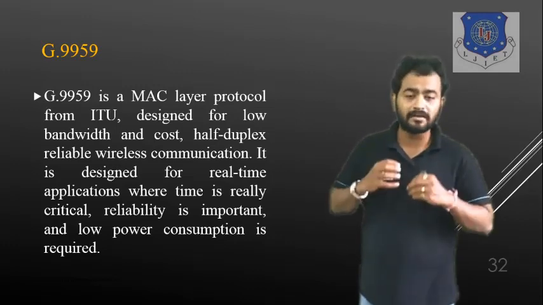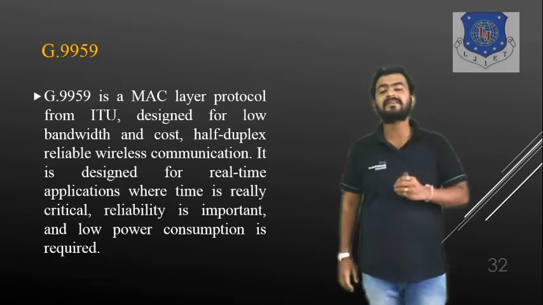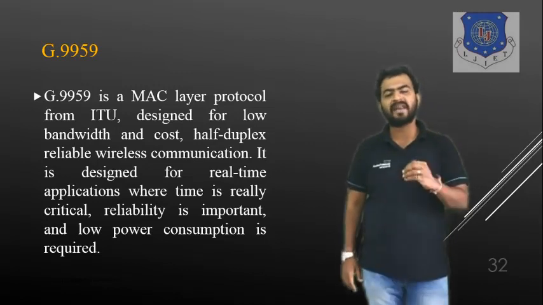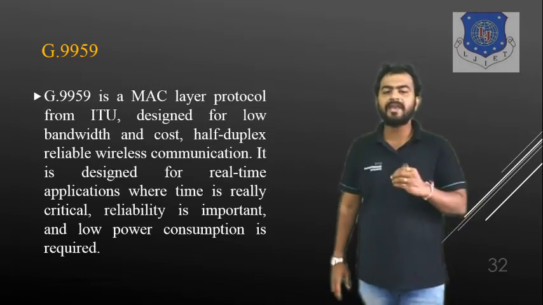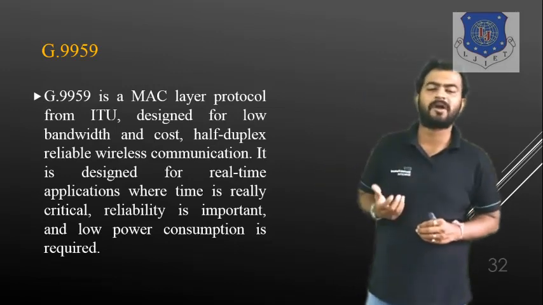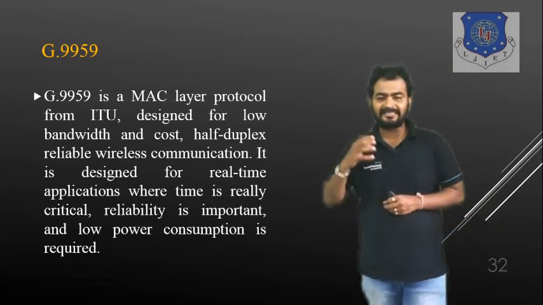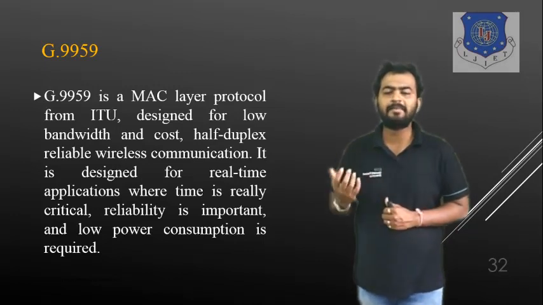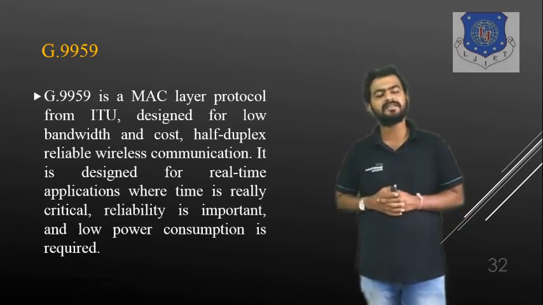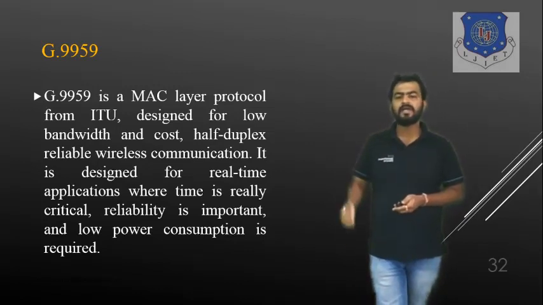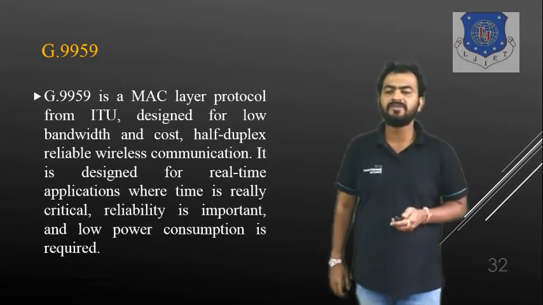If you want to work in a real-time system and time is the main constraint, then definitely you have to go with G.9959, because this protocol plays an important role when you are dealing with a time-crucial application and when time is the highest priority. This is for data or information where time is really critical, reliability is important, and low power consumption is required. So when you have to communicate with low power, when reliability is a main concern, and when time is crucial, then we have to go with G.9959.